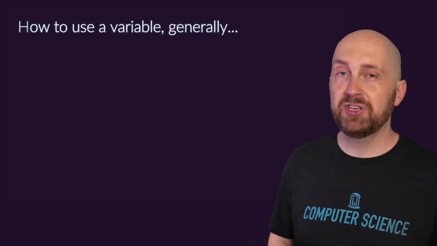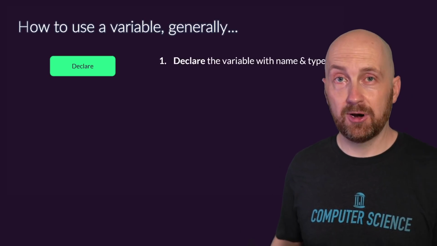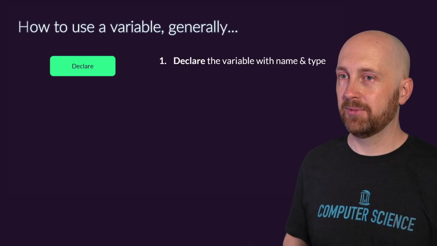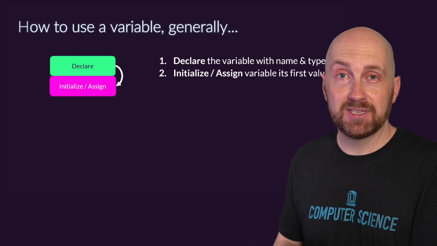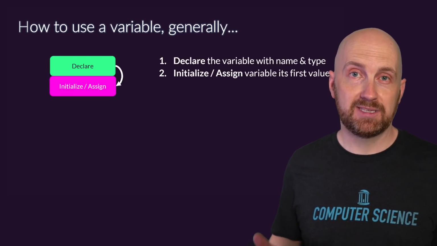So how do you use variables generally? Well, we just walked through some of these steps, so you've already seen them. First, we can declare a variable. We actually did the declaration step and the initialization step all at the same time.